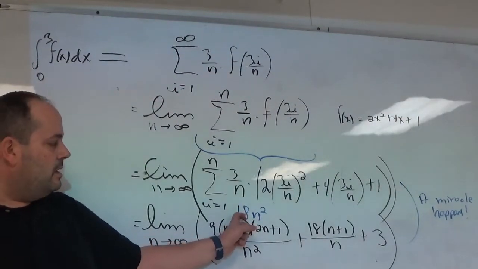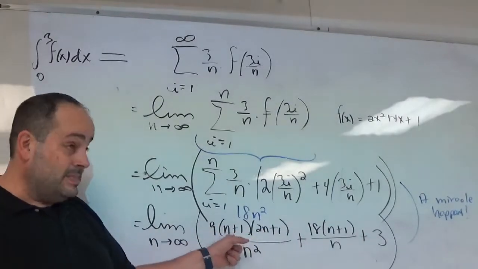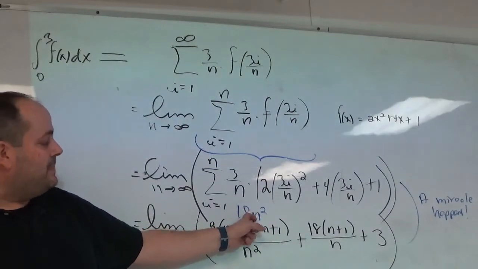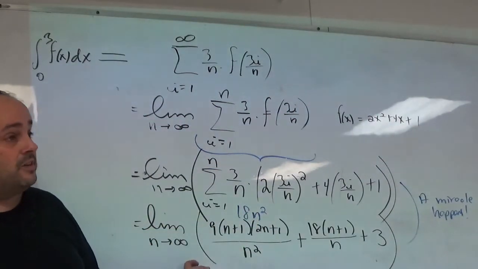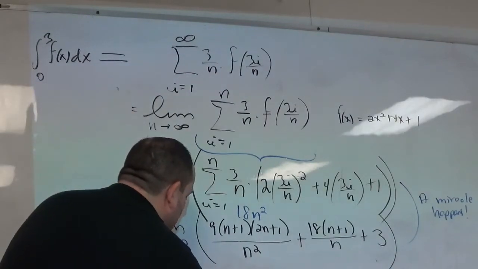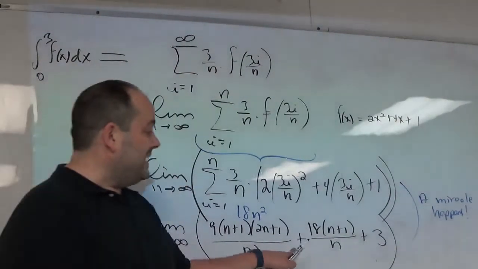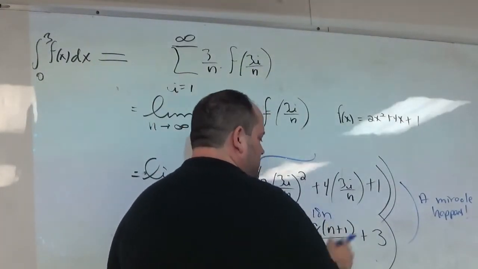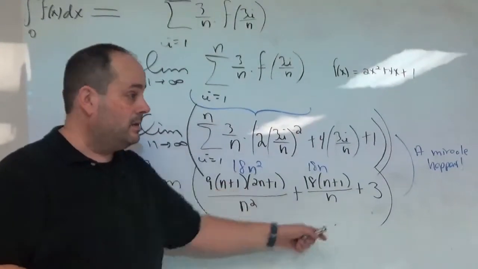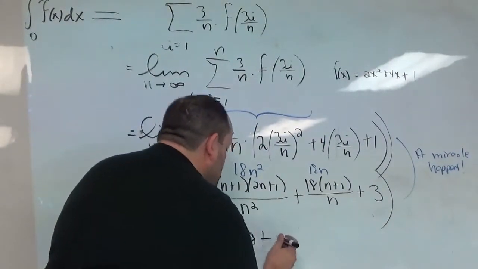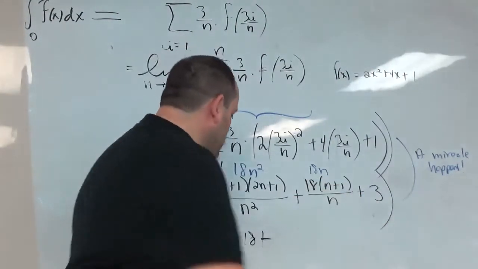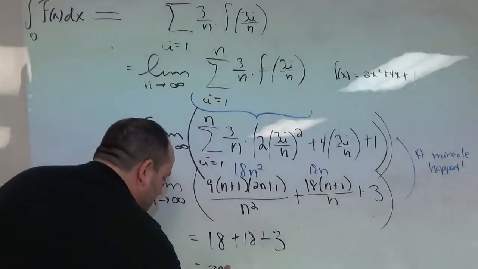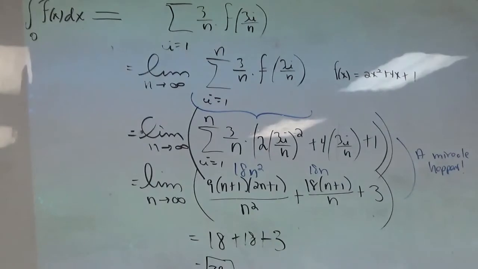18n squared plus some stuff, because it's 9 times n times 2n divided by n squared. 18n squared in the top, n squared in the denominator. Take the limit as n approaches infinity. What happens? 18. Plus what happens over here? 18 times n plus 1, you get 18n plus some stuff with an n in the bottom. What's that limit? 18 plus the limit over here? 3. 18 plus 18 plus 3? 39.